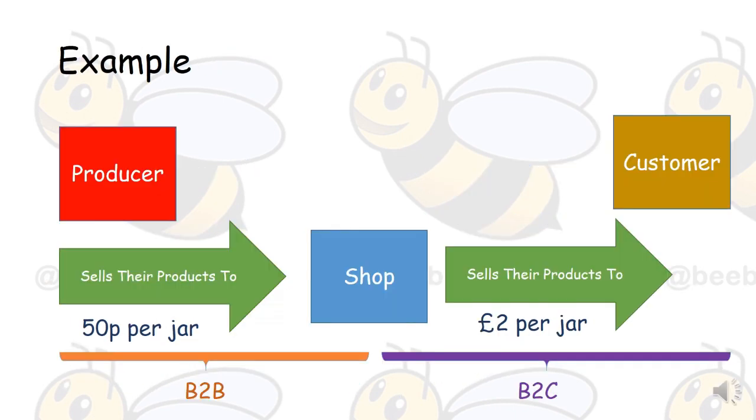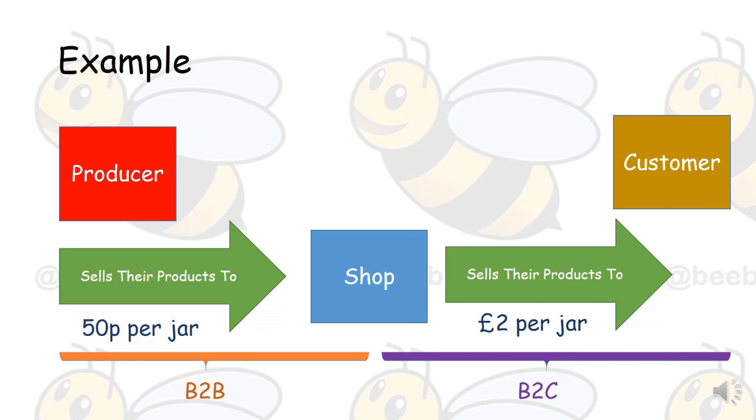So let's just quickly look at an example of how this really works. So if B is the producer of honey and we sell those jars to the shop might pay 50 pence per jar. That part of the transaction, as you can see, is business to business. Now when the shop sells that jar of honey to the customer, which will be at £2 per jar, then that part of the transaction will be business to consumer.